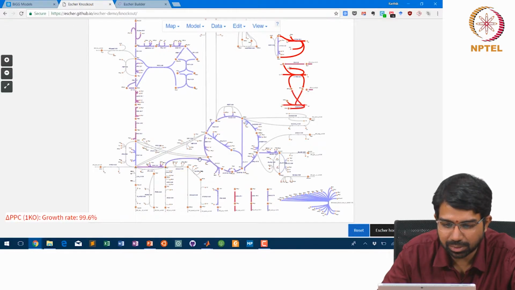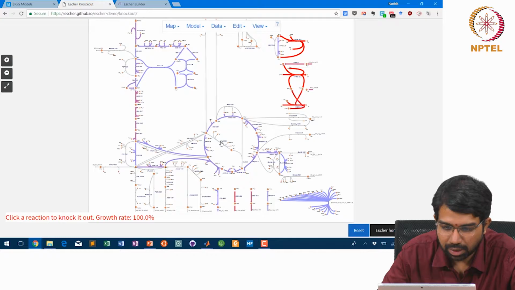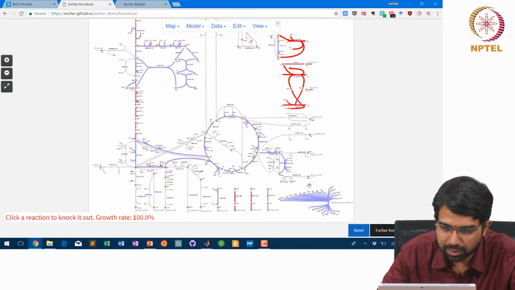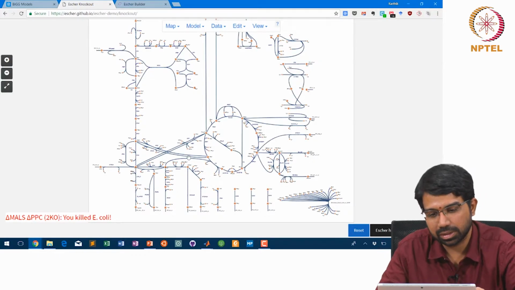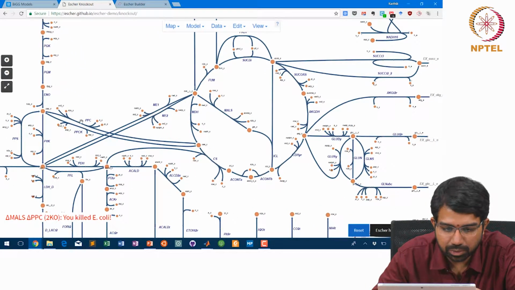Yeah, so this was a nice example. So I kept deleting multiple genes, nothing happened, but then finally when I deleted one, yeah, I think we have a synthetic lethal here. Delta PPC and MALS looks to be a synthetic lethal. Yeah, so this is a synthetic lethal. So PPC and MALS.